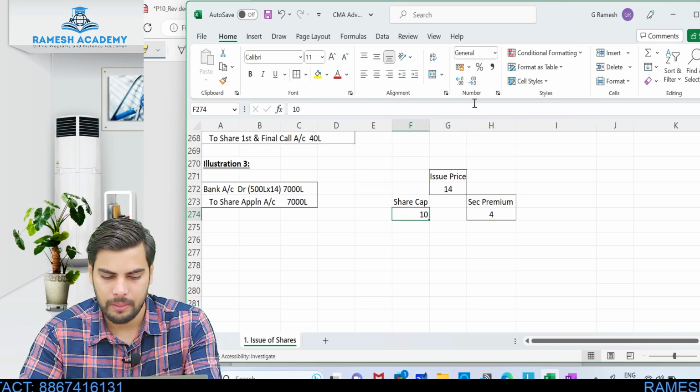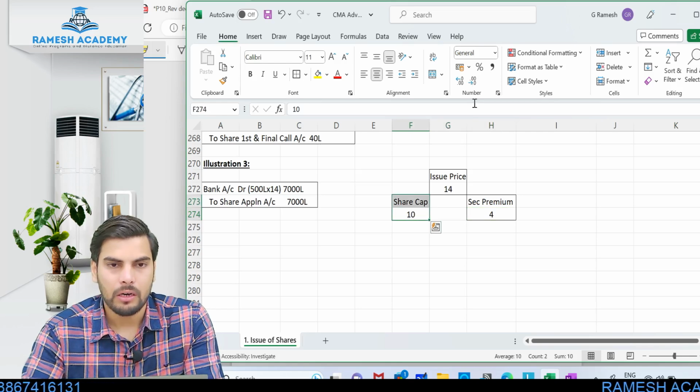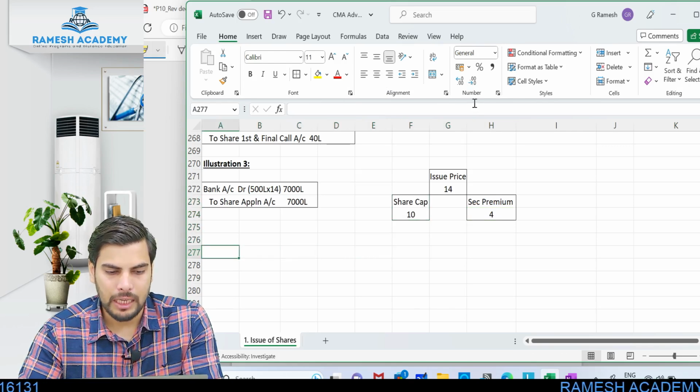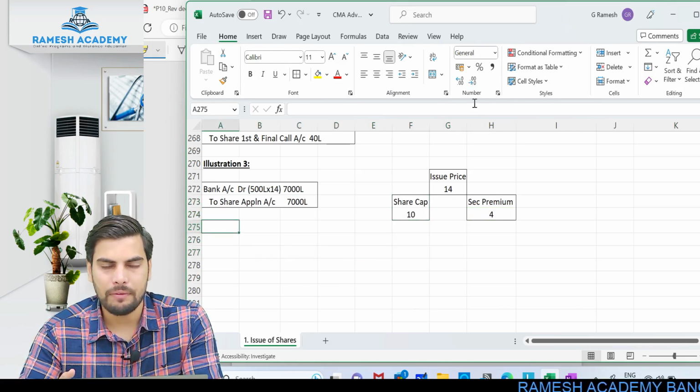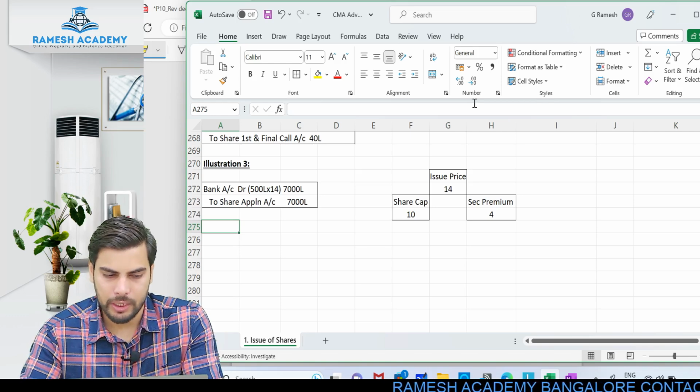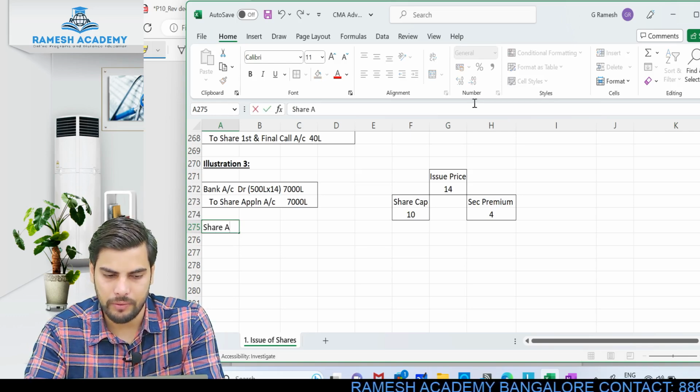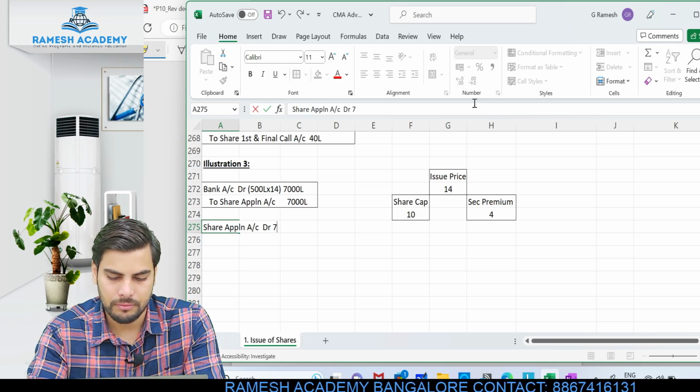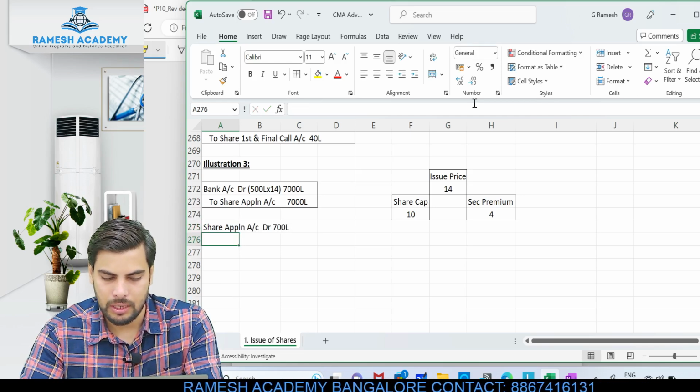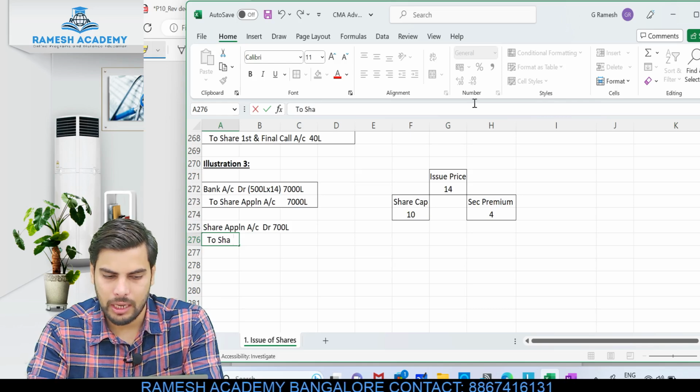Clear? Now the next entry is for transferring the amount. Out of this 7,000 lakh, how much money am I going to transfer to share capital and how much will I be transferring to securities premium? So let's pass the journal entry for this. The normal entry you guys already know: share application account debit 7,000 lakh to share capital.